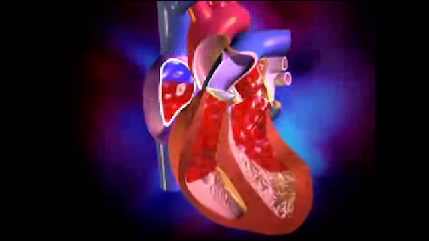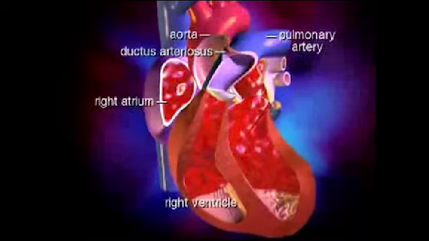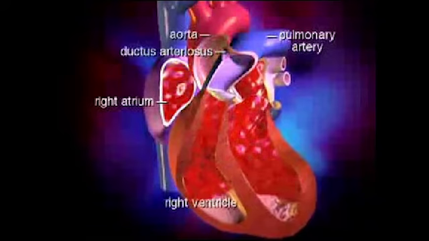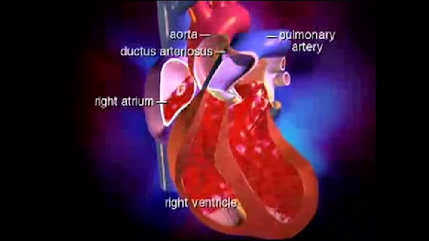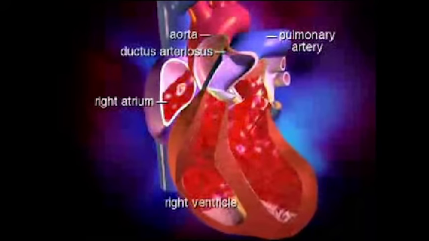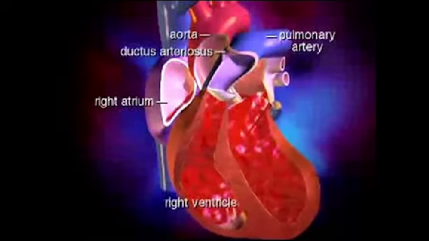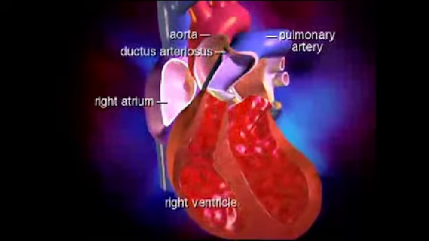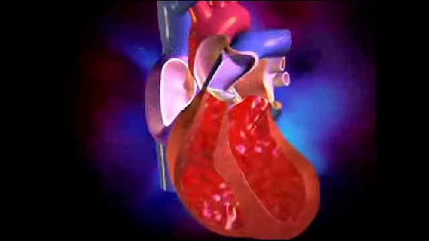The rest of the blood in the right atrium enters the right ventricle, which pumps it into the pulmonary artery, leading to the lungs. But since the lungs are not yet functioning, the blood moves through the ductus arteriosus and into the aorta. The aorta delivers the blood to the fetus.